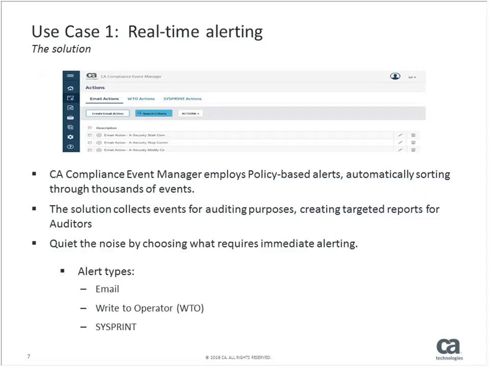So again, we employ these policy-based alerts, and you build your policies with the tools, and then you decide how you want to be alerted on those. We have alert types that include email, a WTO, as well as sysprint, and we'll also be doing alerts that allow you to send them to Splunk as well. That'll be coming soon. So the solution really collects these events both for auditing purposes as well as alerting, and it creates targeted reports for auditors. So you can actually have these built, based on these policies, to build all kinds of reports and real-time alerting.